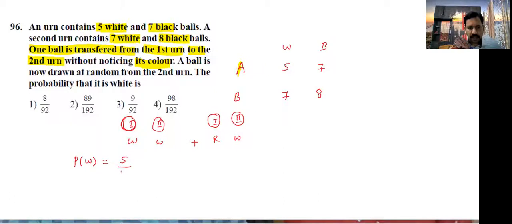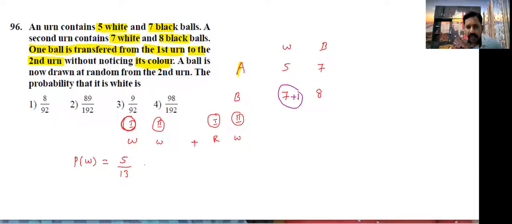5 by 13. The selected ball is transferred to the second bag. So in the first bag, I have selected a white color ball. It is transferred to the second bag. At that time, the second bag is going to increase by one white color ball. Yes or no? Okay. Now in the second bag, we are going to pick a white color ball.